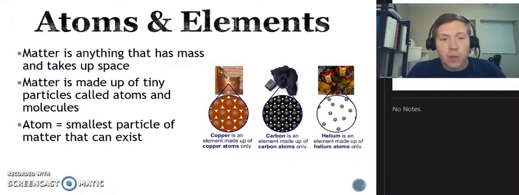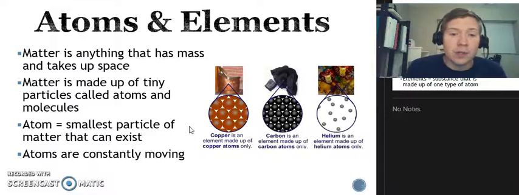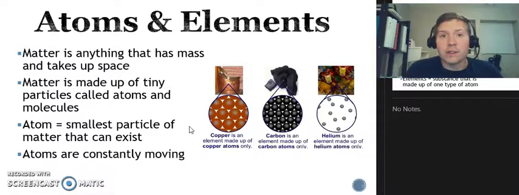An atom is the smallest particle of matter that can exist that keeps its individual properties. Basically, if you break an atom of, for example, copper up into smaller particles, they are no longer copper. They do not have the properties of copper. So an atom is the smallest particle that still has the properties of that element. One thing to note, atoms are constantly moving, and this movement helps them interact with other atoms, which later we'll talk about.